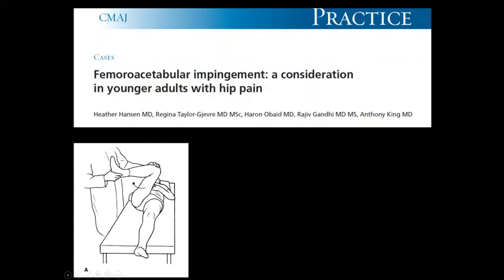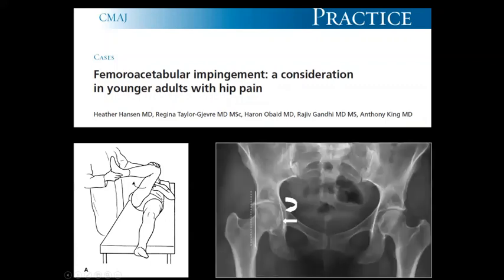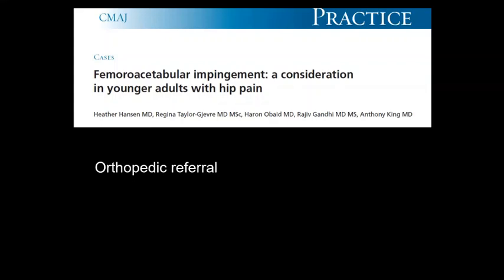If clinically there was suspicion of femoroacetabular impingement, we would recommend performing a radiograph of the pelvis to assess if there are radiographic features of femoroacetabular impingement. And if the radiographs were also suspicious for femoroacetabular impingement, we would recommend orthopedic referral for these patients.